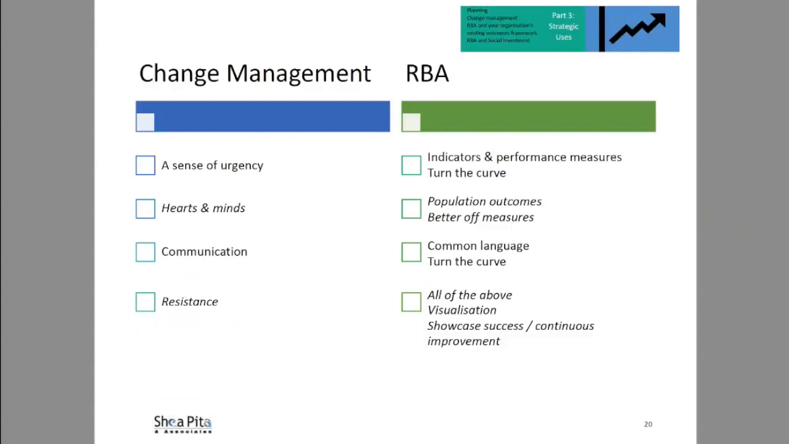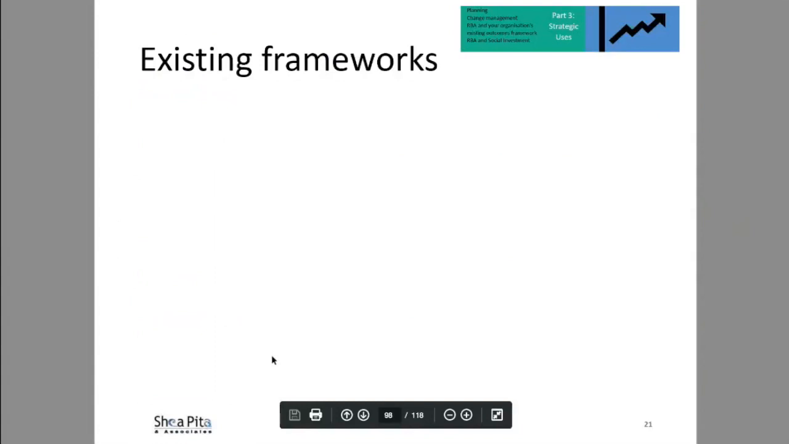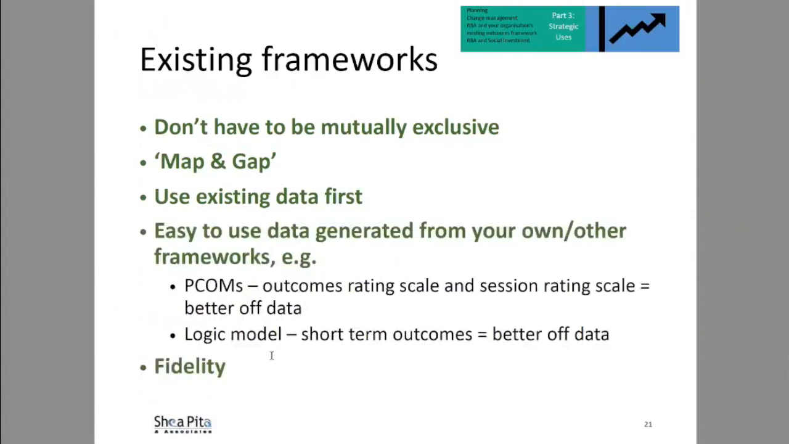I want to talk a little bit now about RBA and your organisation's existing outcomes framework. Just quickly, David, if you put everything up, the key takeaway here, everyone, is that you should use your existing data to showcase success. So, for example, if you're using PCOMs, the outcomes rating scale and the session rating scale are actually better off data. So just simply map that data into the RBA framework and you're good to go. For the logic model, your short-term outcomes, if you get some data associated with those, that's better off data for your clients. So again, just map it into the RBA framework and you're good to go.